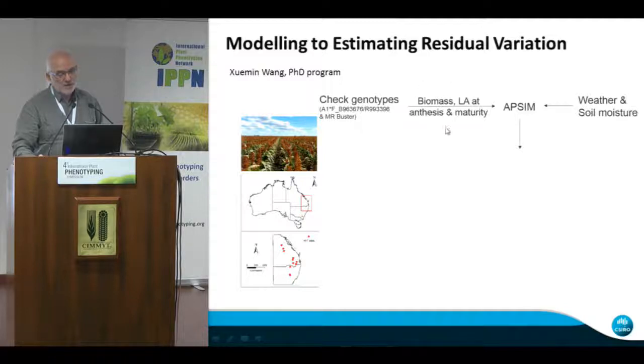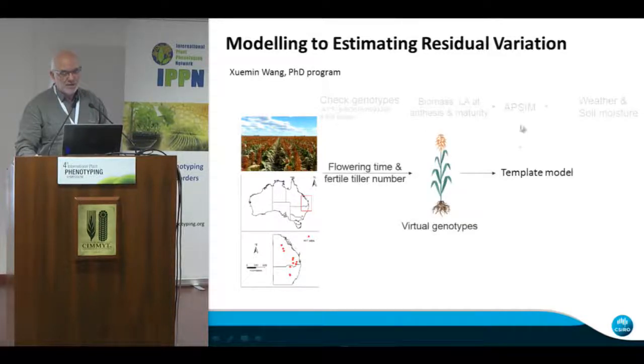We also go in and take a quadrat in the check. So we've got some ground truthing of biomass and leaf area, and that helps us to parameterize the model for the check genotype. You can then template that, and then you can look at flowering time and tiller number on every other entry in the field and generate what would happen if all that genotype had different was its tiller number and its flowering time.